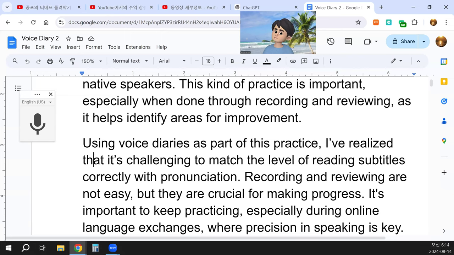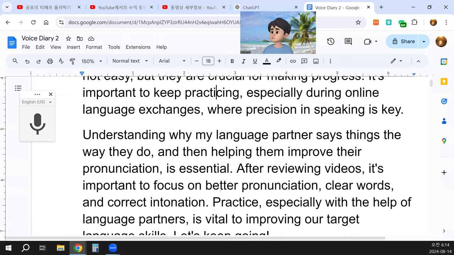Using voice diaries as part of this practice, I've realized that it's challenging to match the level of reading subtitles correctly with the pronunciation. Recording and reviewing are not easy, but they are crucial for making progress. It's important to keep practicing, especially during online language exchanges, and being precise in speaking is key.